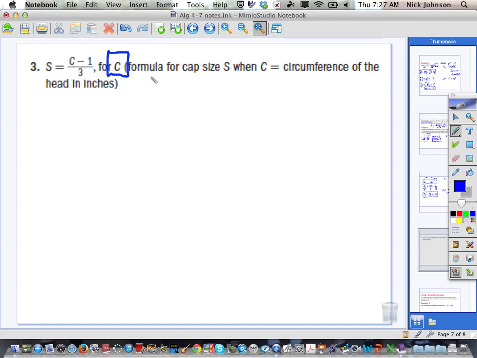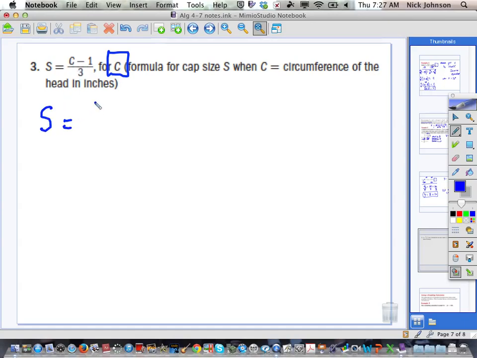This formula comes from the formula for a cap size, S, when c equals the circumference of the head in inches. So in this case, we know the circumference, we're going to find the hat size. When we solve for c, we're going to know our hat size, but we want to know what the circumference is in inches. Okay, that's what that's going to tell us. So, moving on. Solve for c.